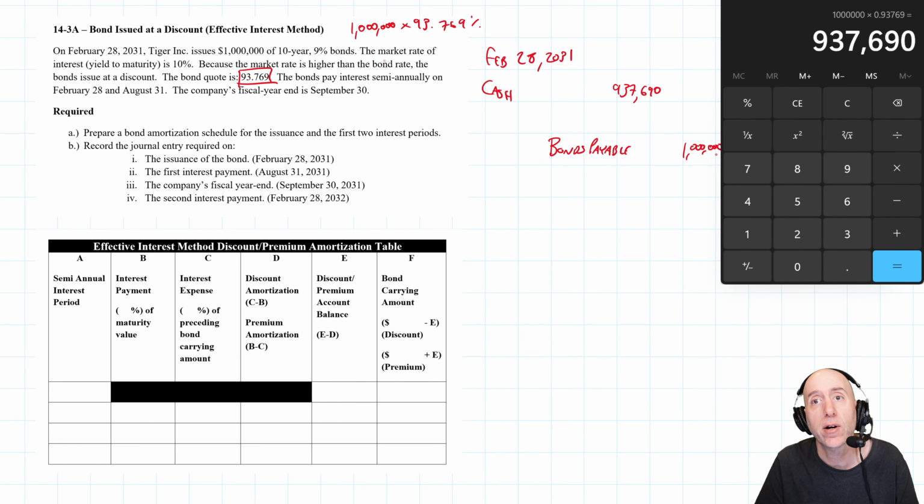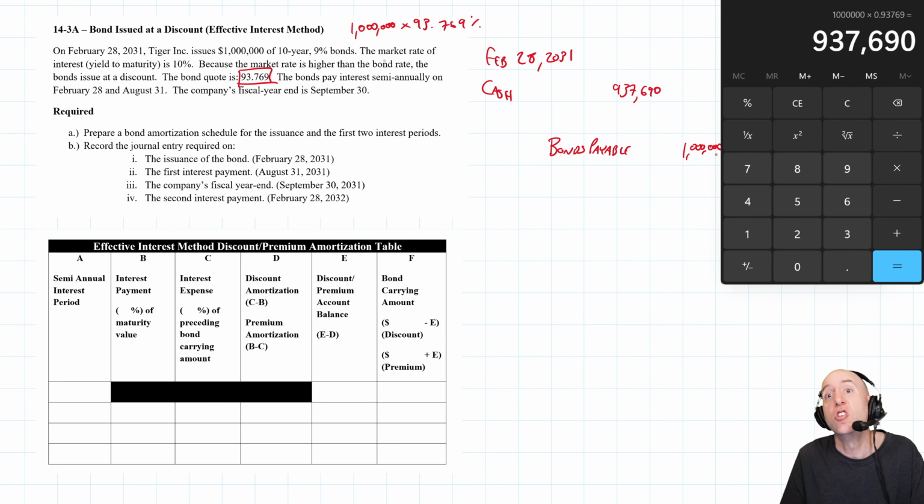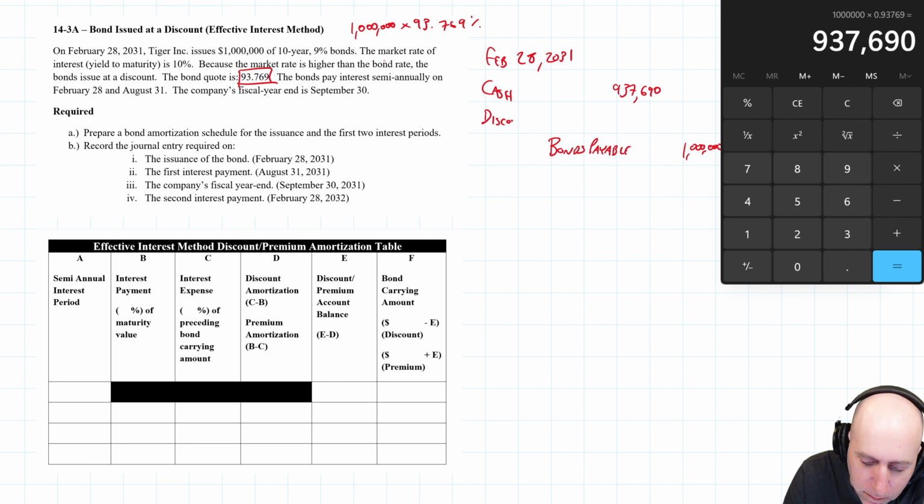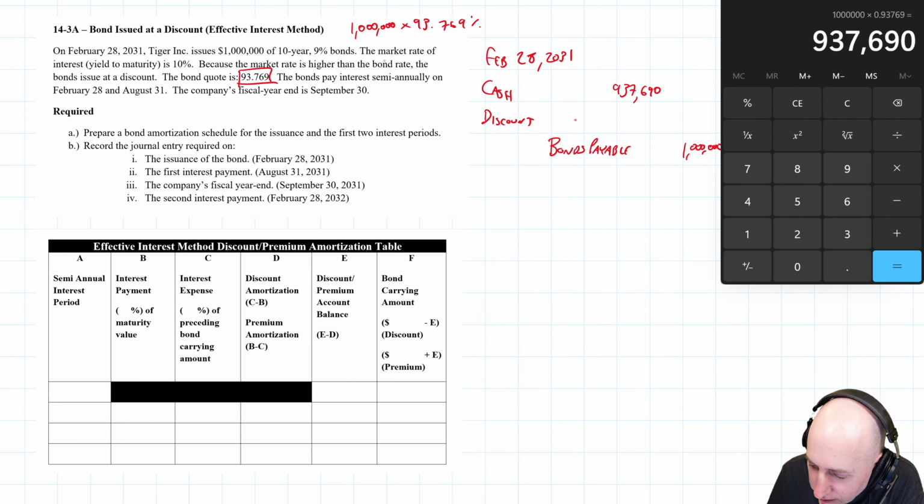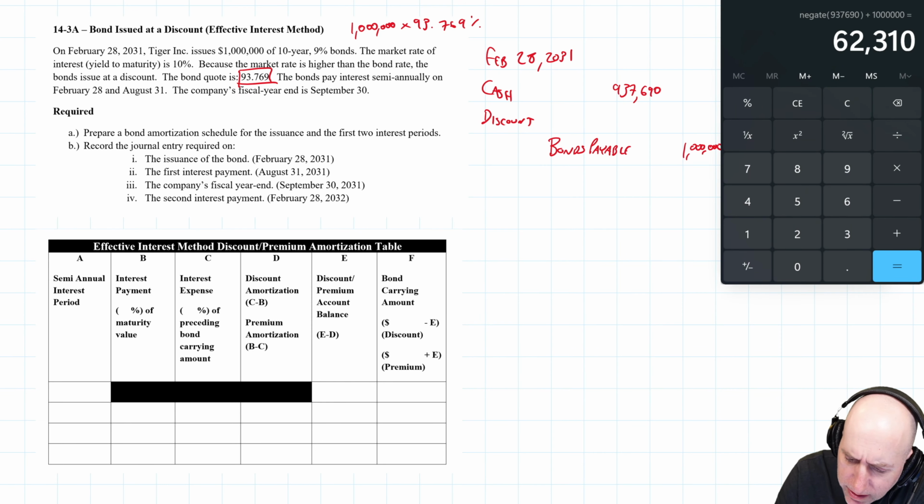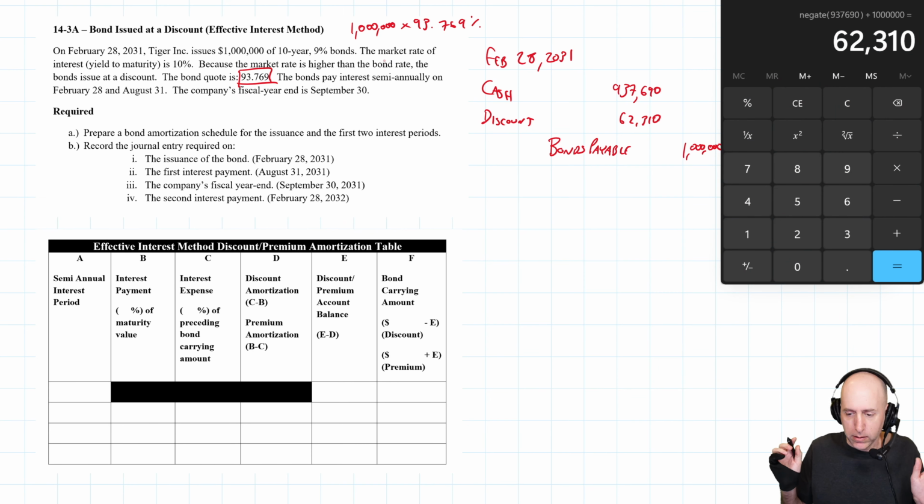Now, some IFRS related textbooks will actually just credit the bond payable for 937,690. They do it the net method. It's not very different from what we're doing. I think even if you're doing the net method, you can still follow along, and I'll comment as we go as to what's going to be different. So if you're doing the net method, debit cash, credit bonds payable 937,690, but we're going to do debit discount here for the difference. And the difference, well, let's put this in as negative, plus $1 million, 62,310 is the amount of our discount.